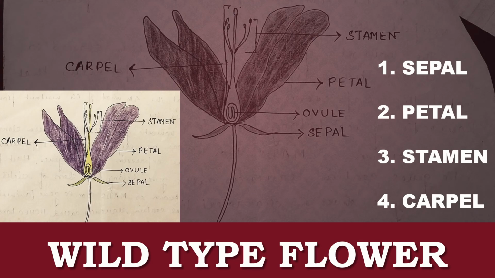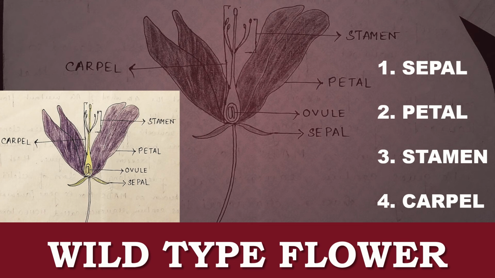Before we start, let's take a look at a wild type flower. A wild type or a normal flower consists of these four whorls. First whorl, or whorl 1, has sepals, whorl 2 has petals. These two whorls together form the accessory whorl, and the third one consisting of stamen and the fourth one consisting of carpels form the essential whorl. So this is the basic architecture of a wild type flower.